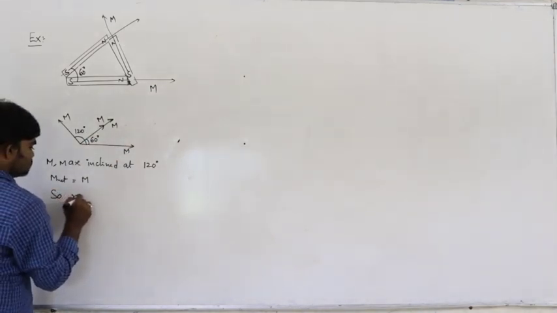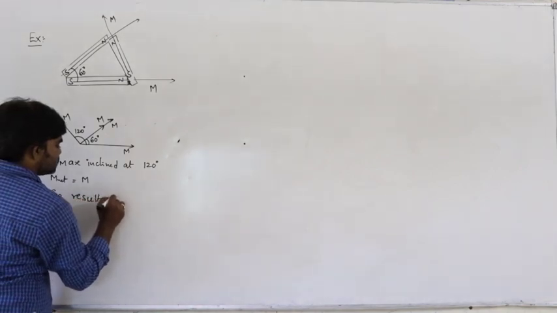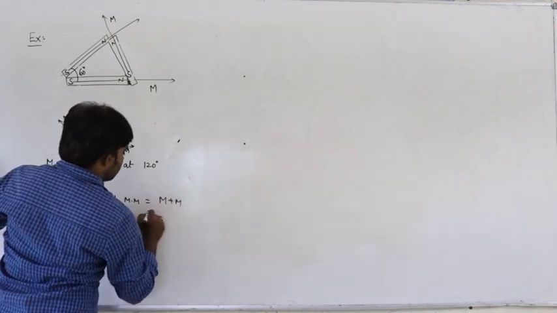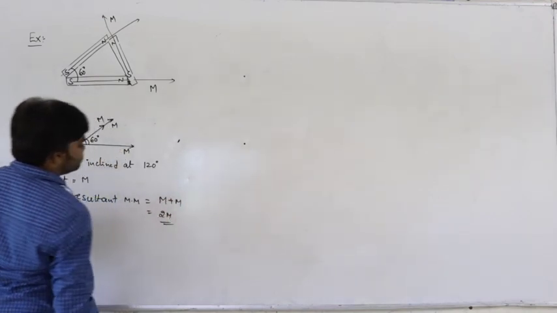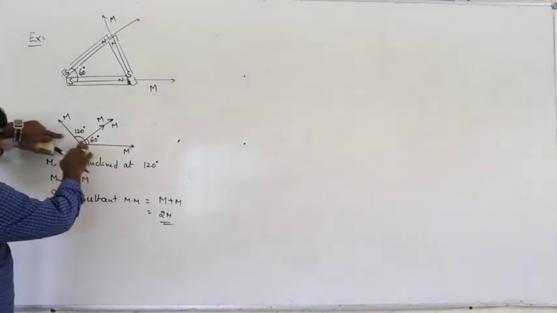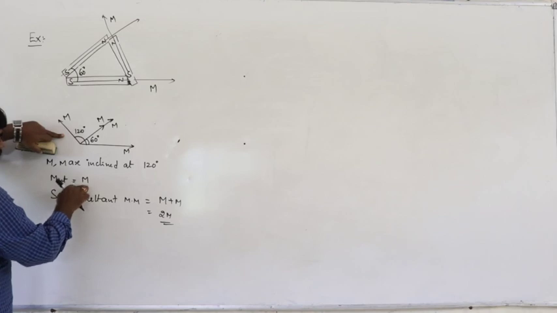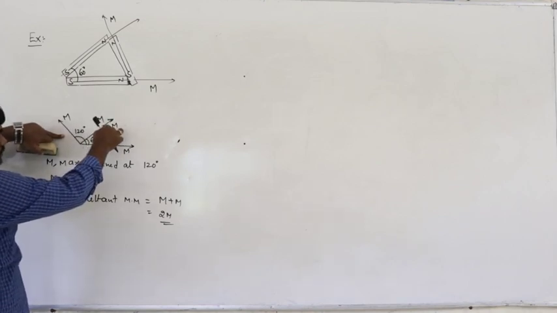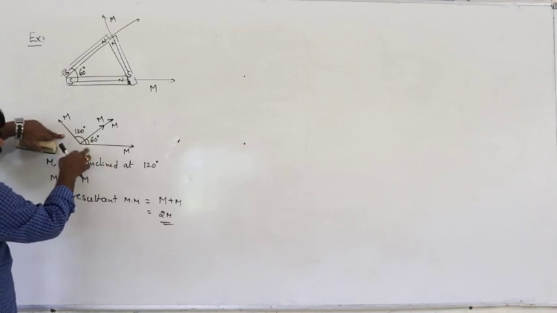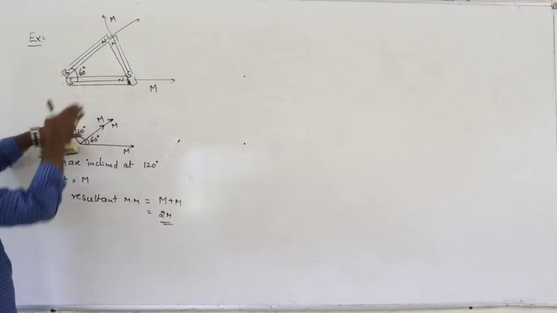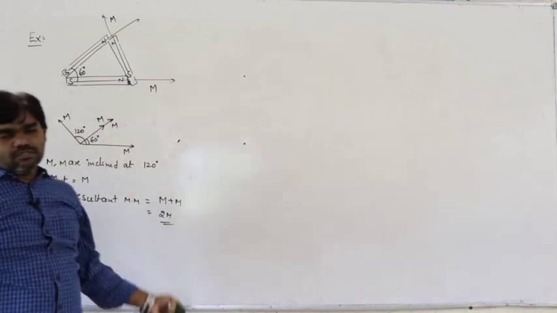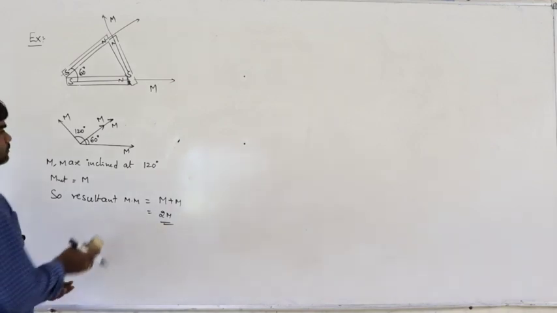So the resultant magnetic moment, with M and M in the same direction, is 2M. See here, this M and M are inclined at an angle of 120, so the resultant is M. That must also be in the same direction as this one, because both have the same magnitude and the angle is 120. The resultant must be in this direction only. So that's why the resultant magnetic moment is 2M. Simple thing.